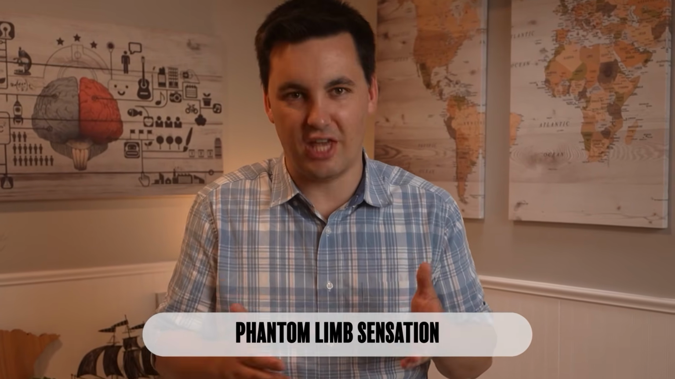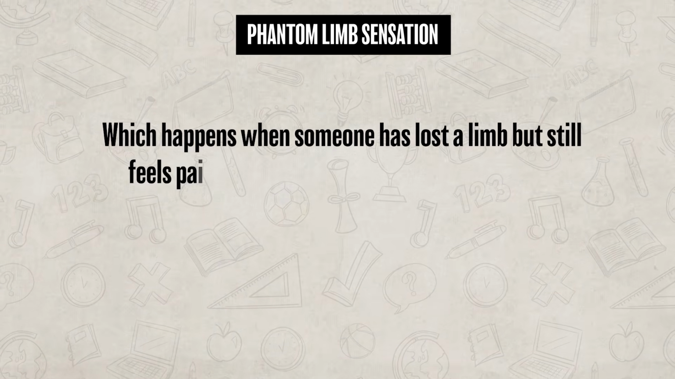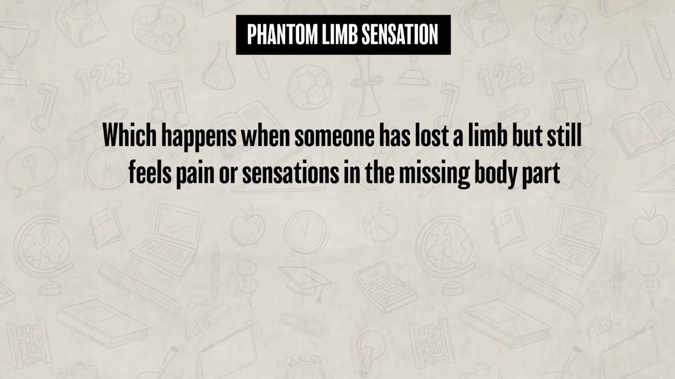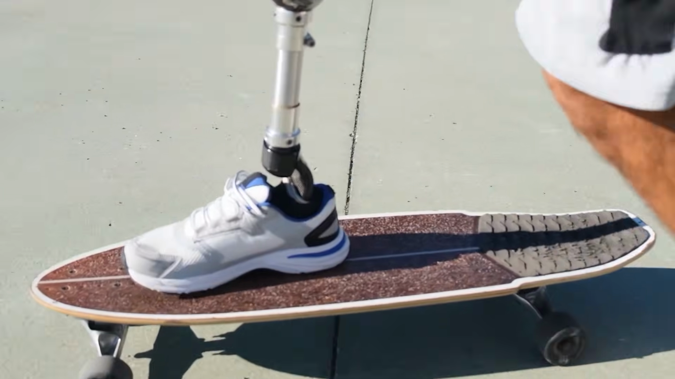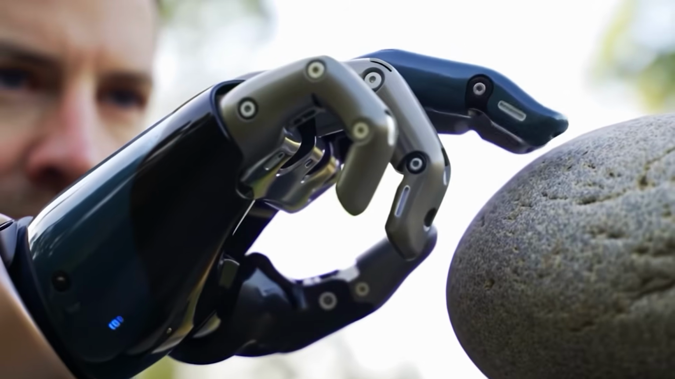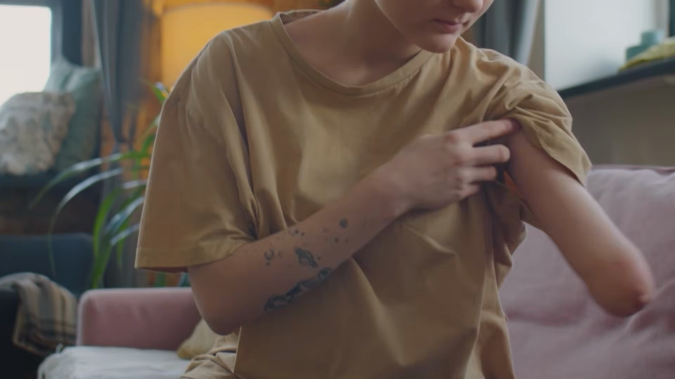Now, the last thing you need to remember when it comes to pain for AP psychology is phantom limb sensation, which happens when someone has lost a limb but still feels pain or sensations in the missing body part. This can occur due to the brain's neural map of the body, which may still include the missing limb. Even though the limb is gone, the brain and the spinal cord can still send or interpret signals as if the limb were still there. Again, highlighting that pain isn't just physical, but also mental, being shaped by the brain.